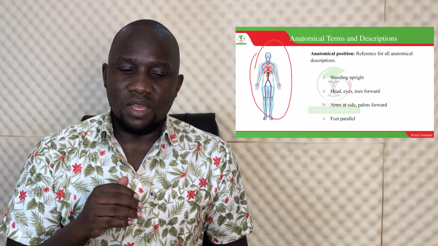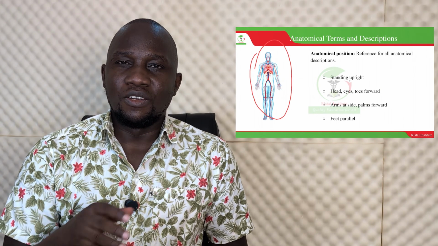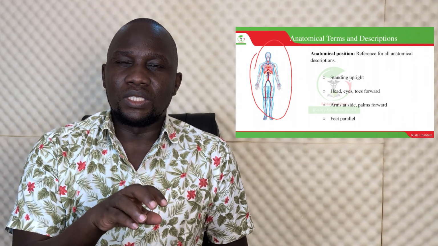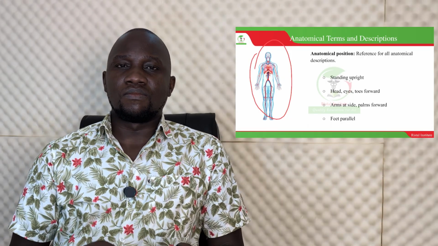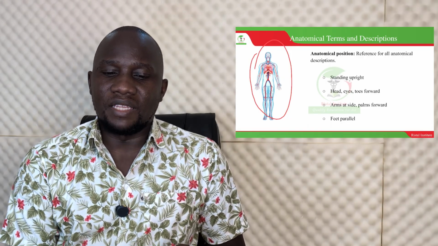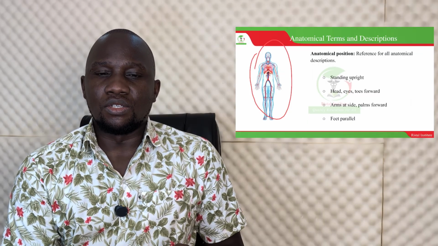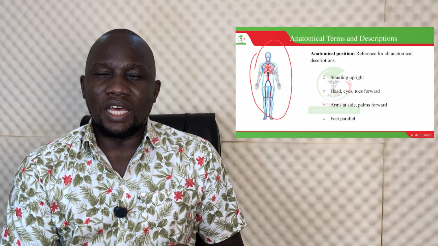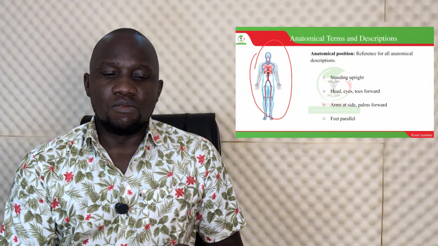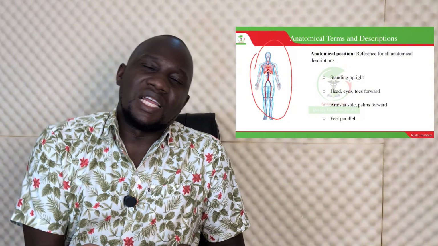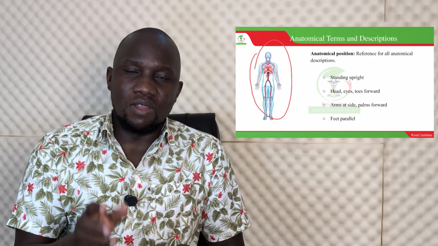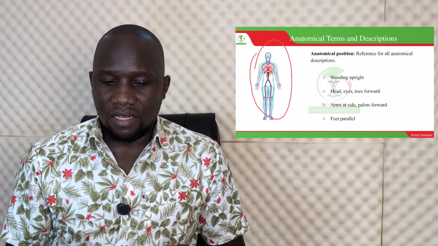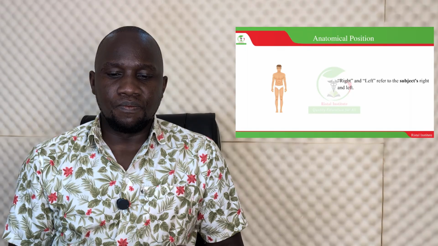So when you're describing any part, we are assuming that the person or the body that you're describing is in this position. Okay, so that is what we term as the anatomical position. So for all descriptions, whether anterior, posterior, we are not talking about a person who is lying on the side. Don't think about a person who is upside down. No, the person is like that. That's what is very important.